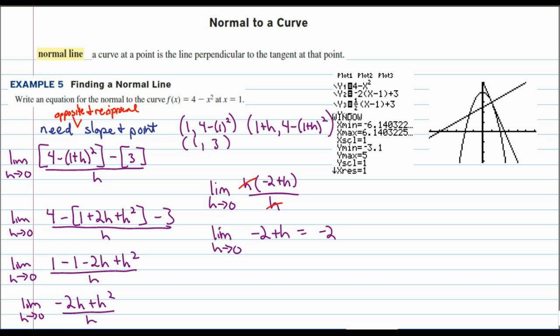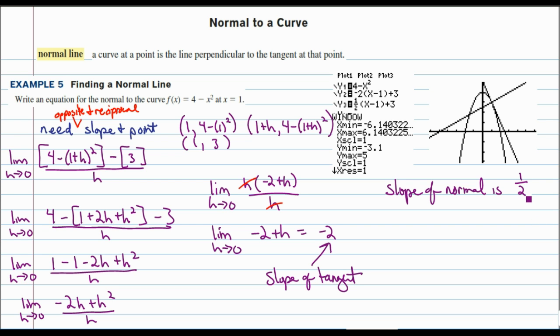So the setup is exactly the same at first. I've got to find the slope of the tangent line first. So I did 1 comma f of 1 and 1 plus h comma f of 1 plus h, plugged in all my stuff, simplified, etc. Now this is the slope of the tangent line, which means the slope of the normal line, which is perpendicular, is going to be the opposite and reciprocal, so that will be positive 1/2.